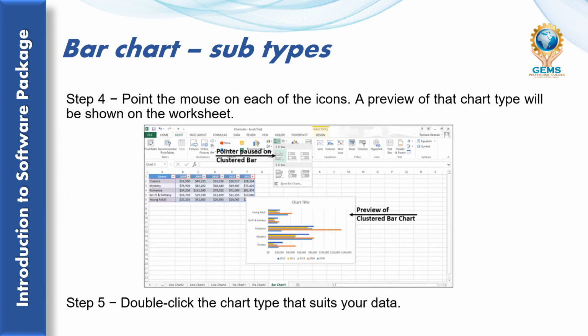This image shows how to preview the clustered bar chart. So you can see here, click on the bar chart from the chart types, and you can place the pointer on the clustered bar, so it will automatically preview that clustered bar in your worksheet, or the preview of that chart type will be shown on the worksheet.